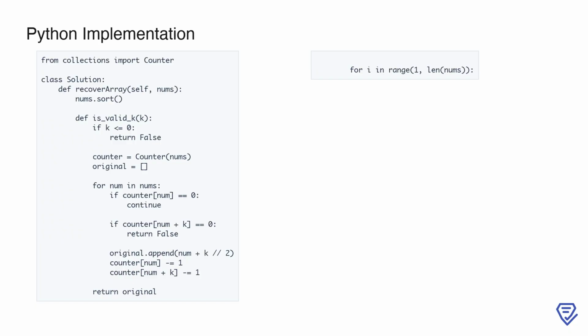If not, this means the current k is invalid, and we return false. Otherwise, we calculate the midpoint, which is (number plus k) // 2, append it to the original list, and decrement the counts for both the current number and its pair. If the loop completes without issues, the function returns the original list as a valid reconstruction of the array.